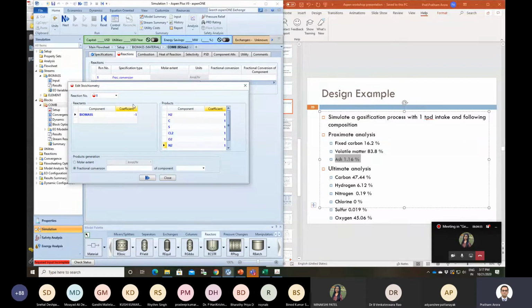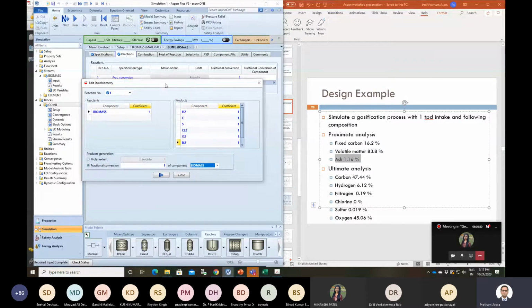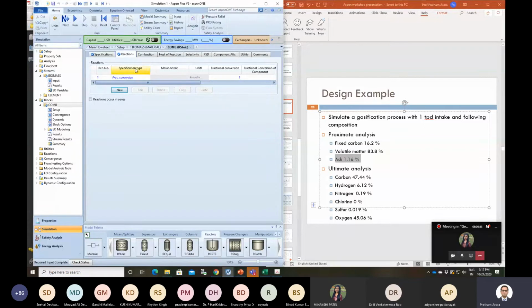As of now, I have given in 1 mole of biomass, giving me 1 mole of gas. So this is not a balanced equation, I agree with that. To balance the equation, we are going to take help of a calculator. We also need to enter the fractional conversion. This part is still red, so we need to give what the conversion is. I can give 100% conversion. Okay, sorry, it has to be 0 to 1. So 1 conversion of biomass, which means all the biomass gets converted into the different components. Now everything is blue. This is working fine.